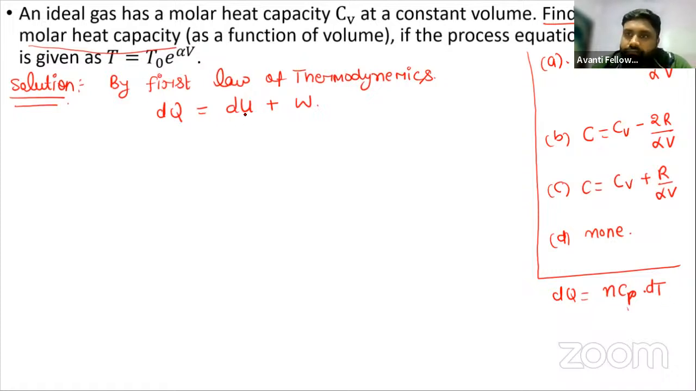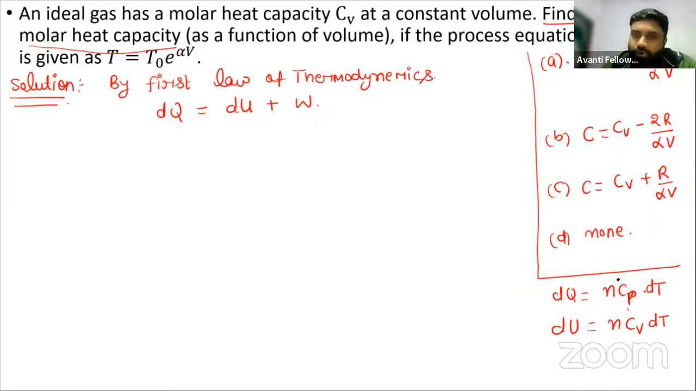And dU we can write simply as nCv dT. This dU is nothing but what you get if you take the constant volume process. At constant volume, the work done will be zero, so all the heat is going to change the internal energy. So we can say that dU is nothing but nCv dT.